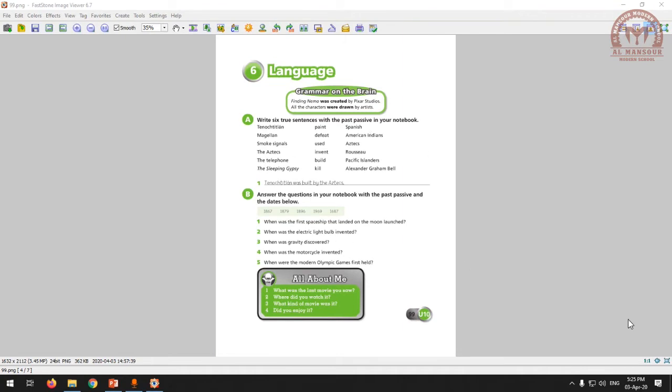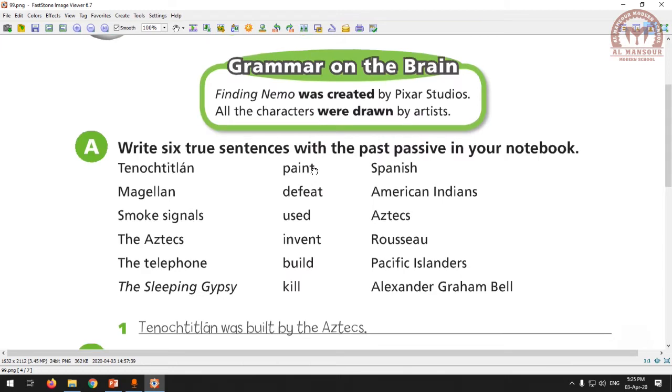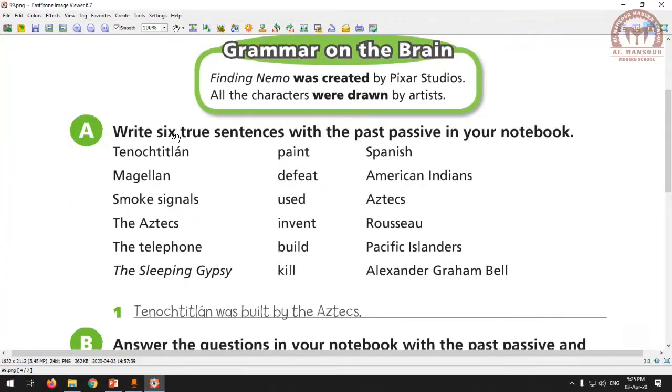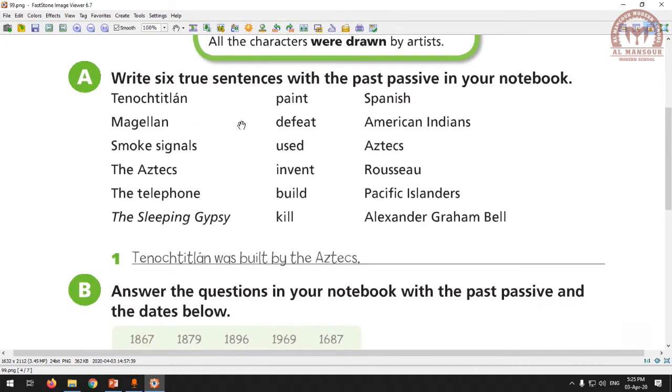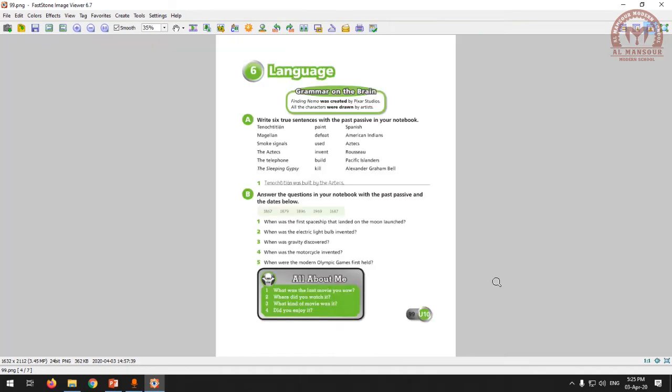I want you to flip the page to page 99. Here we have this exercise. It's a little difficult, so I'm going to do this one with you. But before that, we have two examples here. Finding Nemo was created by Pixar Studios. All the characters were drawn by artists. So we have two sentences in the past passive. Okay. Let's do this exercise. Feel free to write down with me.